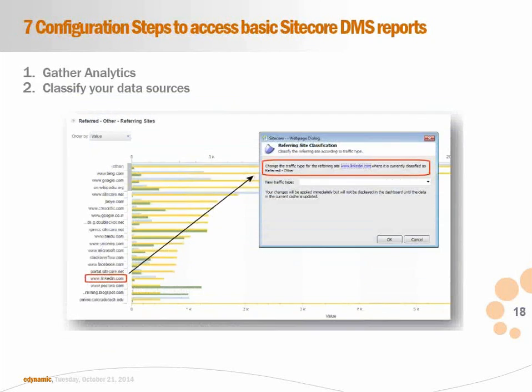So we've talked about Executive Dashboard, Engagement Analytics, and Marketing Center a bit now. Now, we wanted to talk about the 7 configuration steps to access the basic Sitecore DMS reports.